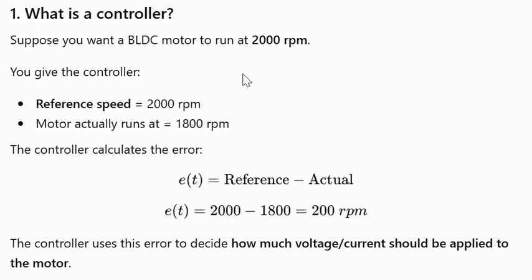Let us consider a BLDC motor which runs up to 2000 RPM, and we are giving the reference speed at which the motor should run as per our requirement as 2000 RPM. But let us consider the motor actually runs at 1800 RPM. The difference between the required RPM and the actual speed is 200 RPM, right? This is called the error signal, and using this error the controller will decide how much voltage or current should be applied to the motor. Based on that, we increase the applied voltage or control the current so that the motor can run at the required RPM.